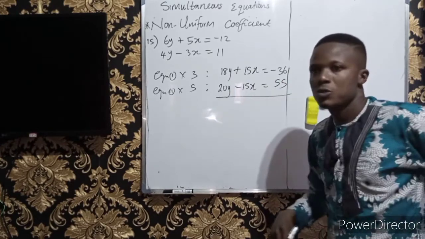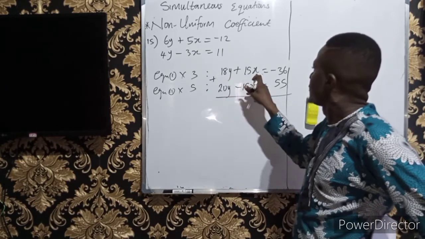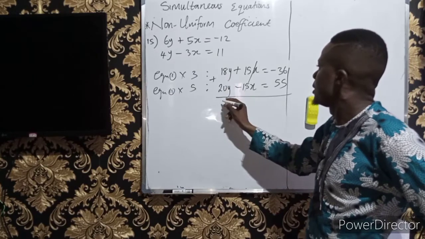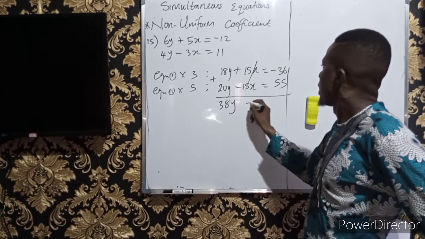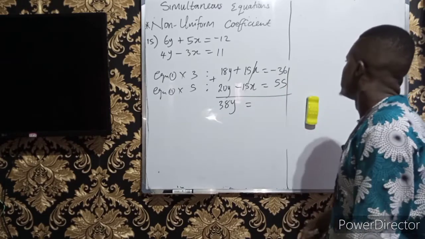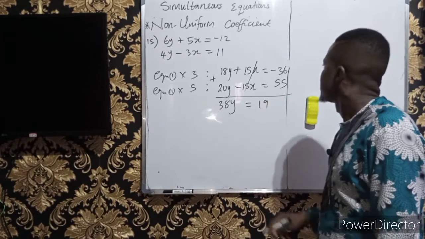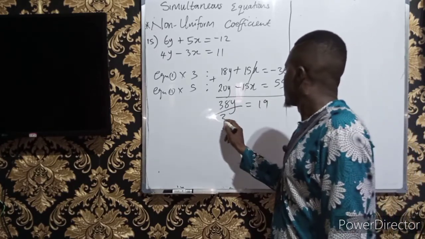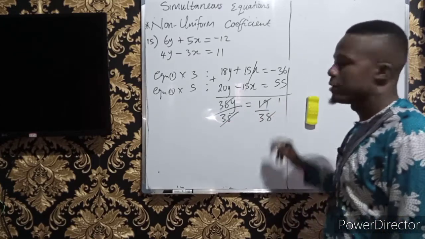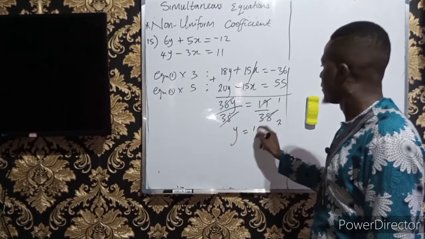Okay, now to eliminate x, we've got to add, because 15 plus minus 15 is 0. So we are adding this, and this is 38y equals, adding this, let's say 19. So divide both sides by 38. This will cancel out. 19 to itself is 1. And 19 divided by 38 is a half. So y is just half.